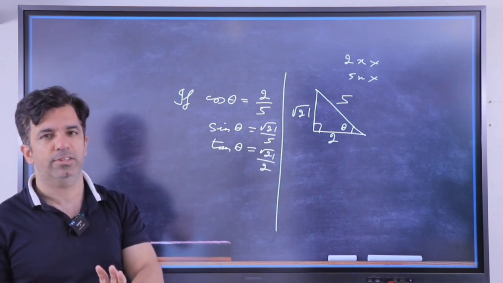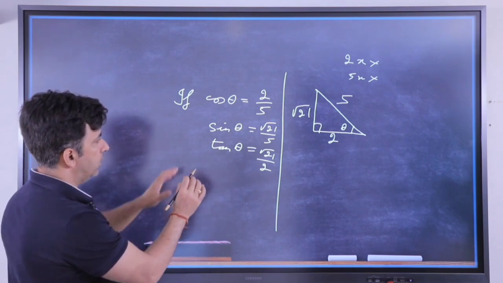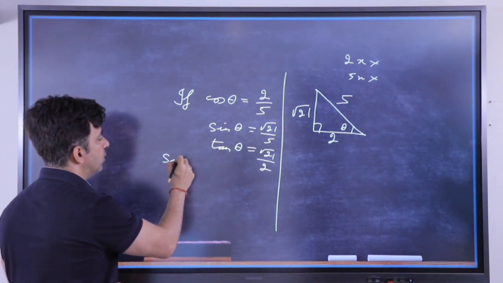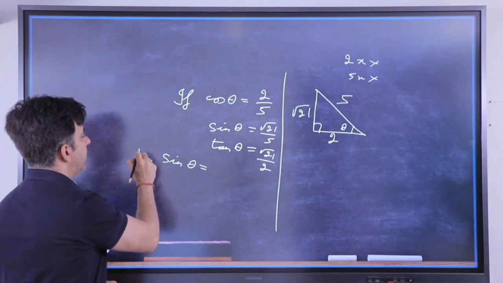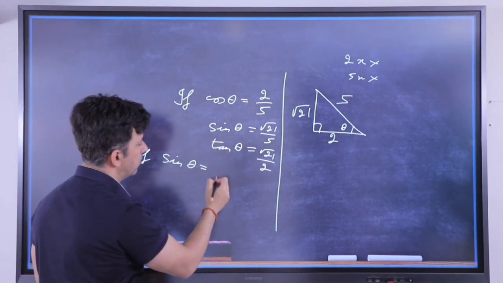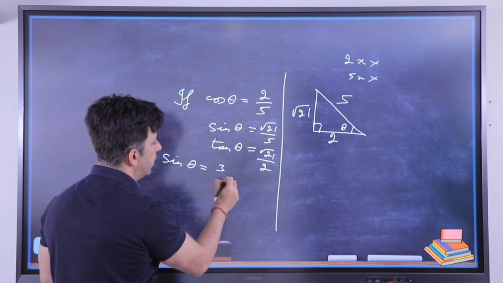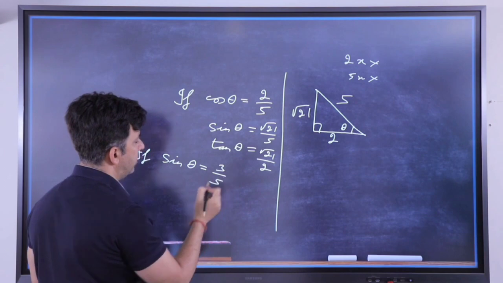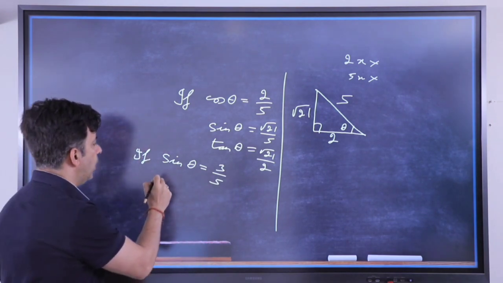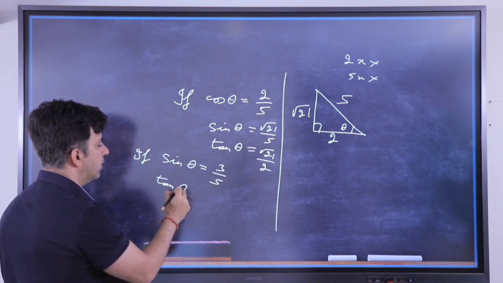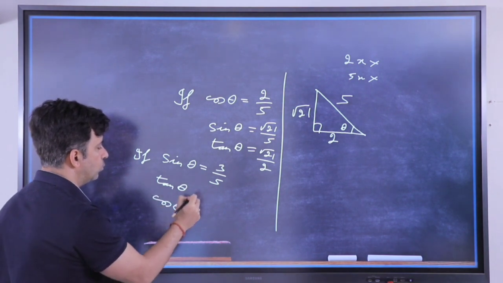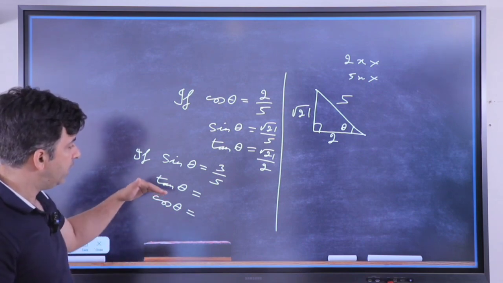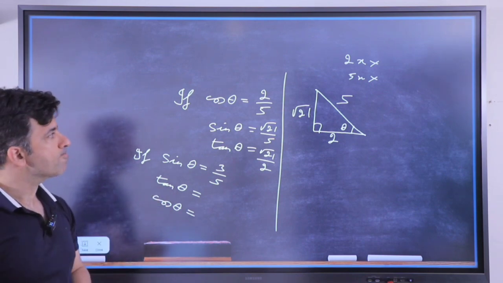So this is the sense. Now this is written over here. Just apply the same sense in solving this question. Let's say sin theta is given to you as 3 by 5. Take sin theta as 3 by 5, and now we have to find tan theta and cos theta. So this is the sense.